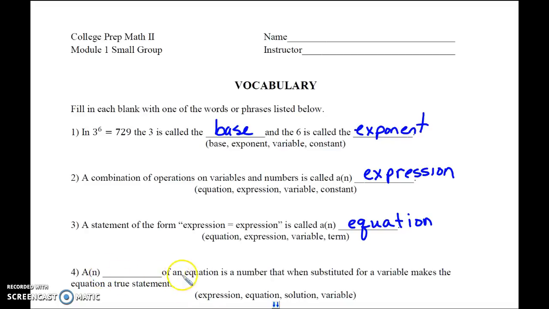All right, number 4 says, a blank of an equation is a number that when substituted for the variable makes the equation a true statement. That's the solution. And we're going to be working more with that in Module 2. A solution of an equation is any number that when you substitute it in makes that equation a true statement. So if I had x plus 2 equals 5, my solution is x equals 3. If I substitute 3 in right here, 3 plus 2 equals 5, that makes the equation a true statement.